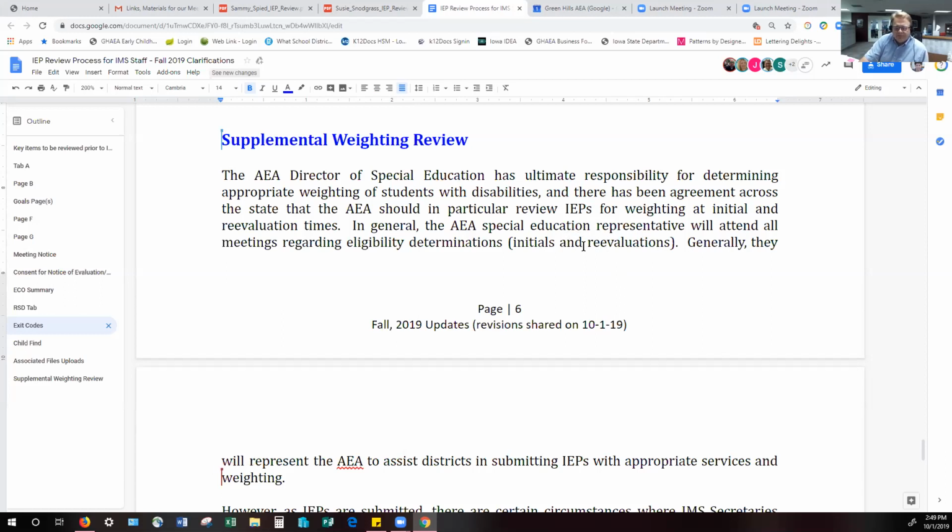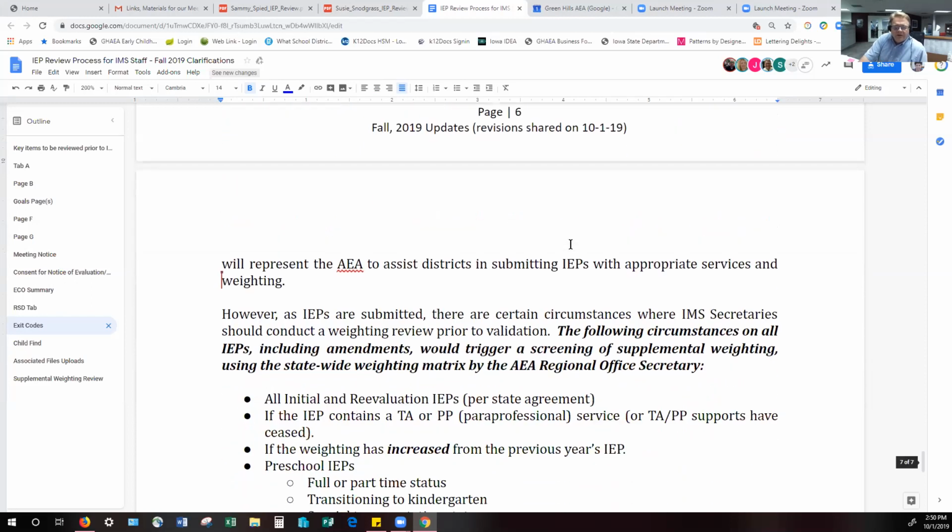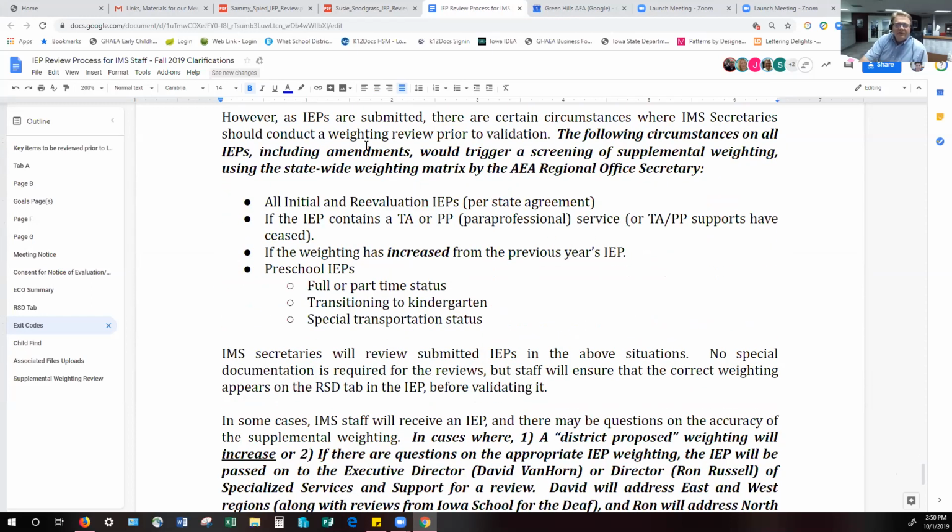But we also know that it's our responsibility as an AA to actually weight IEPs, to validate them, to verify them. And so that's what we're trying to sharpen up in our process a little bit this year and get a little bit more consistent in how we do that verification. So we come to this next part where it says, however, as IEPs are submitted, there are certain circumstances where IMS secretaries would conduct a weighting review prior to validation. So when we met last time, we had talked about the fact that we wanted you guys as IMS staff to become a little bit more formal about conducting a weighting screening under certain circumstances.